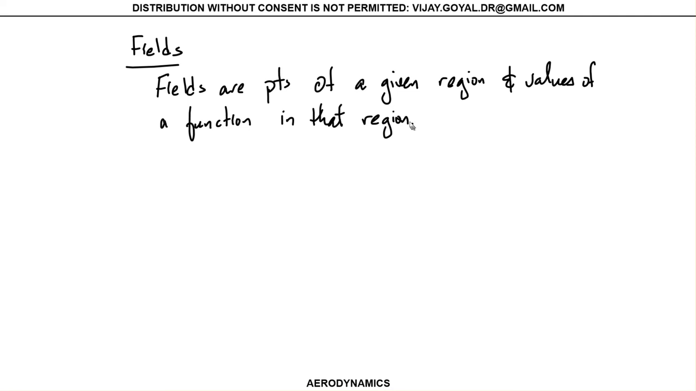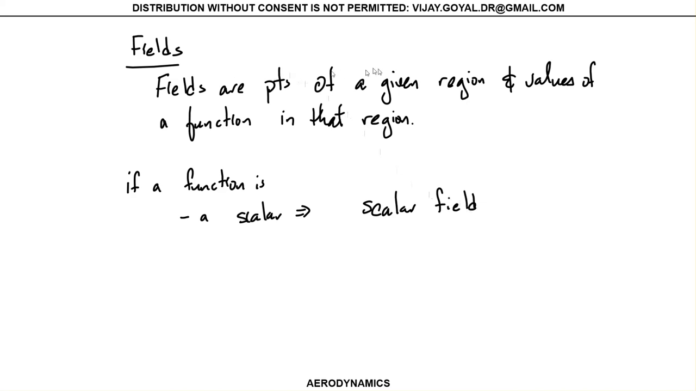Okay, so for instance, if a function is a scalar, what do you expect that it will produce? Let's suppose a function is a scalar. What would you get? Very good. You expect to get a scalar field. That's going to produce a scalar field because it's a scalar. Okay, so you're going to get a whole bunch of points.